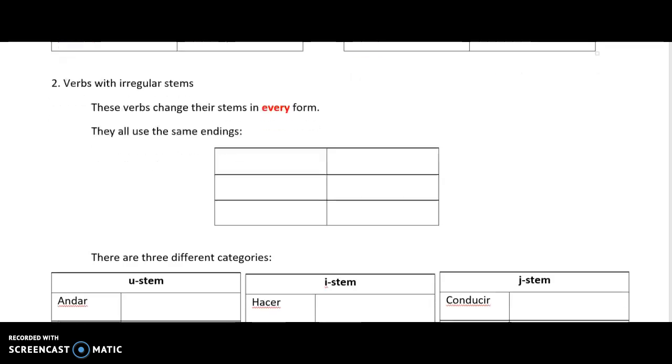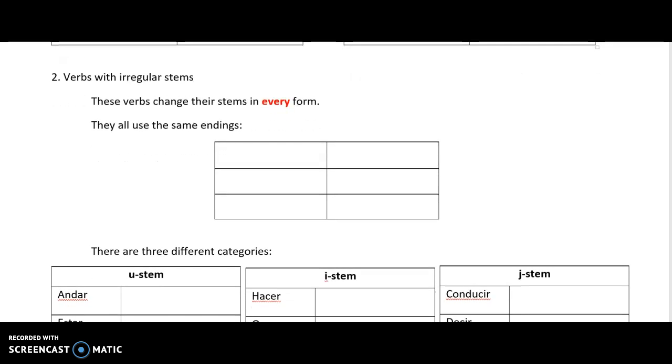Now we're going to talk about verbs with irregular stems. So these verbs you need to just memorize. You need to memorize which verbs have this change. And remember that these changes occur in every single form. So yo, tú, él, ella, usted, nosotros, vosotros, ellos, ellas, ustedes, every single one of them, you're going to change the stem to something new. Okay? They all have the same endings.